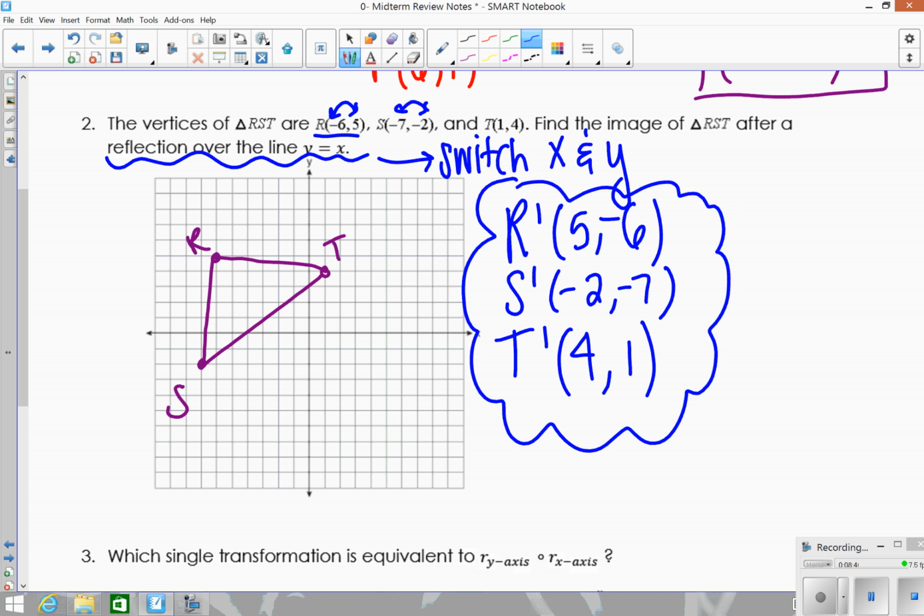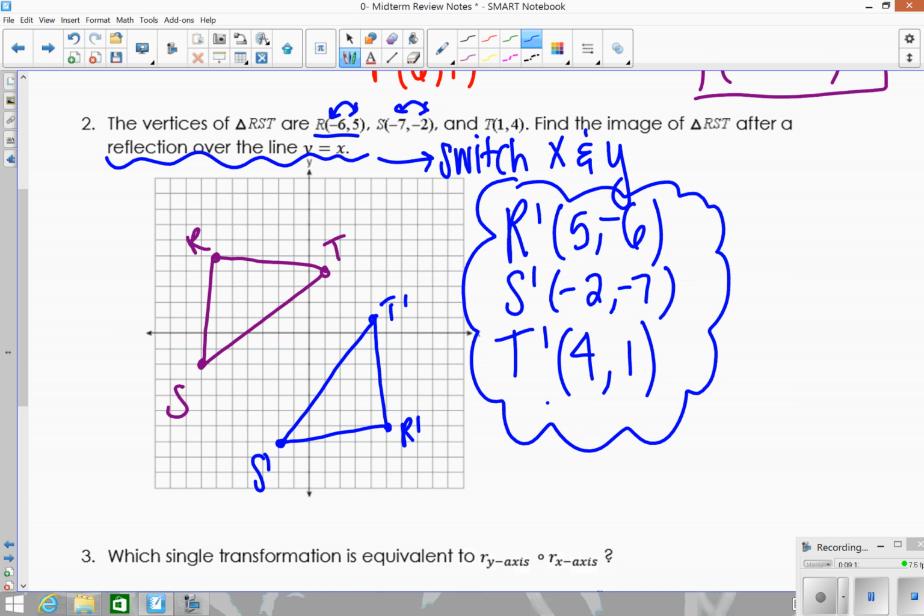Sometimes it might say find and graph the image. So in this case, if I had to graph this, I would just go and graph them. So I have 1, 2, 3, 4, 5, down 6, 2, 4, 6. I'm going to show you in a minute how you could have done this without the rule. So 2, 4, 6, 7. And then t prime is 4, 1. So here's my image.